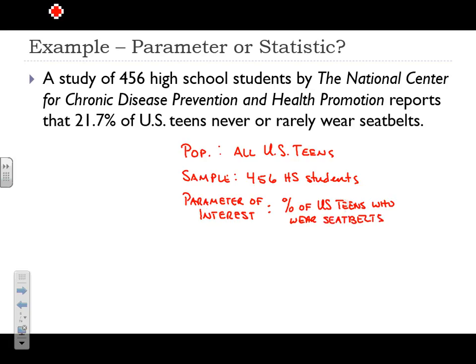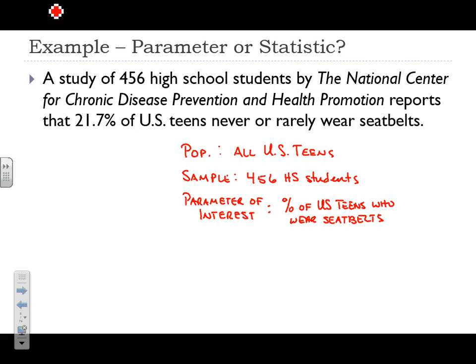Okay? So when it asks for a parameter of interest, it's asking, what are you trying to measure? Don't give a value for that. Don't say it's whatever percent, or don't say it's whatever number it happens to come out to be. It's asking, what are you trying to measure? So right now, we want to know the exact percent of all U.S. teens who wear seatbelts. Okay?